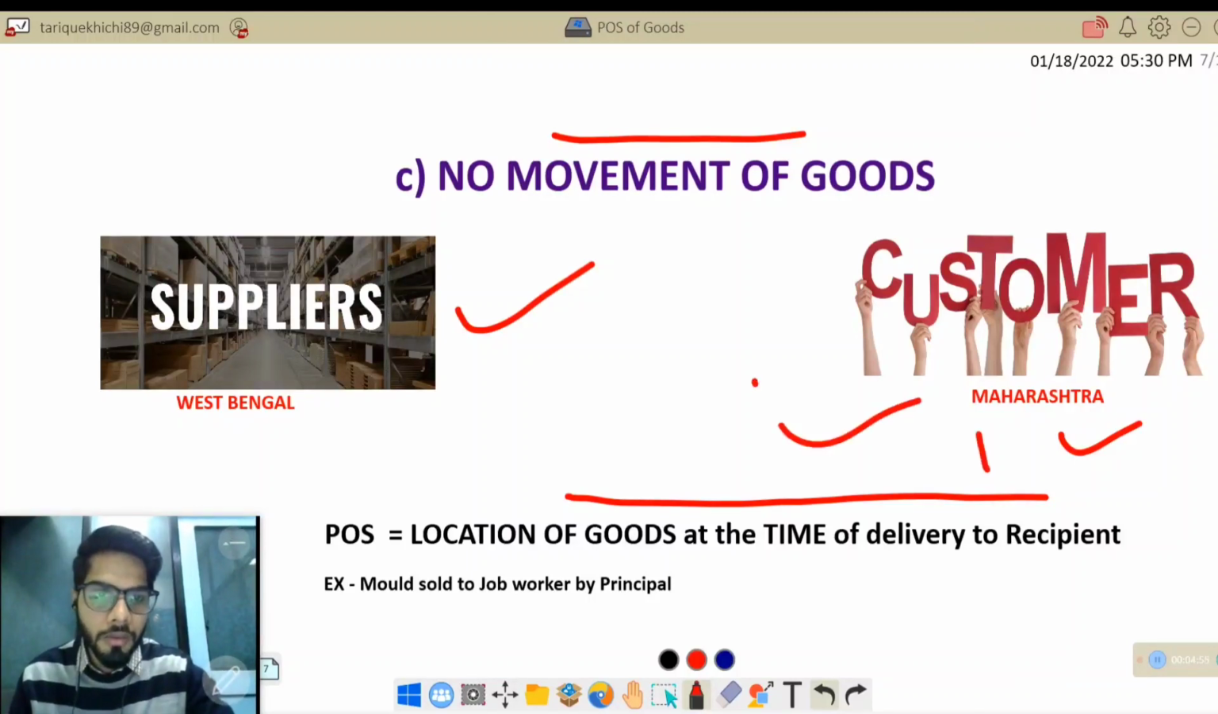For example, suppose a job worker prepares or develops a mold for the production of goods. This example is given in the Institute material. So for production of goods, he develops a mold for his principal. Once the mold is developed, later on the principal sells that mold to the job worker itself. So the principal sells the mold to the job worker, and the mold is already there at the job worker's place. So there is no movement of goods required. In that case, the location of the goods will be the place of supply. I hope this is clear. Moving next.